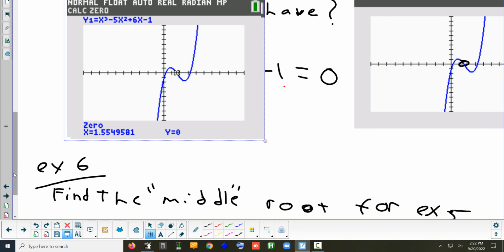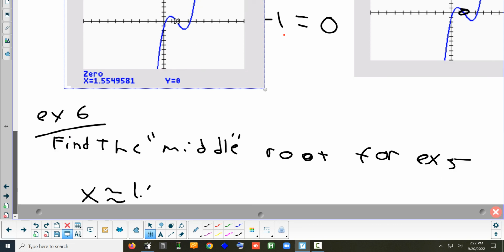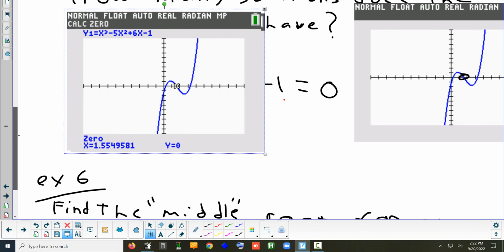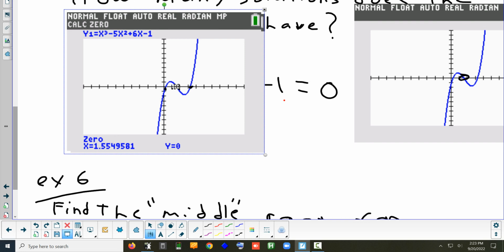I got 1.5. You got 1.98? I don't know. I think he did the ones to the left. So it looks like there's one at like 0.1 maybe. This one was the one we just did. And this one looks like it's at like 3 point something.